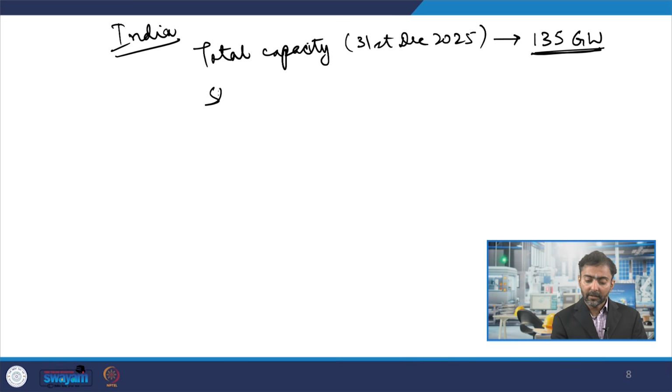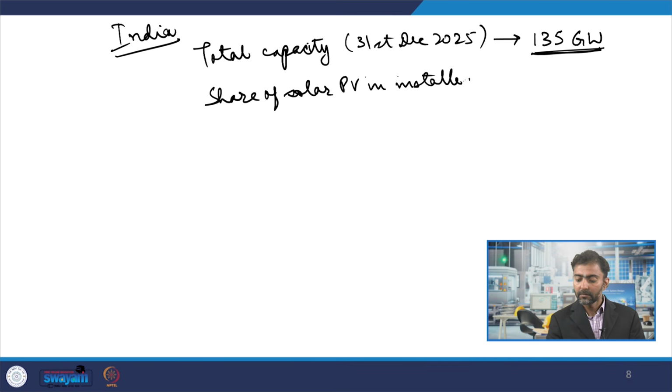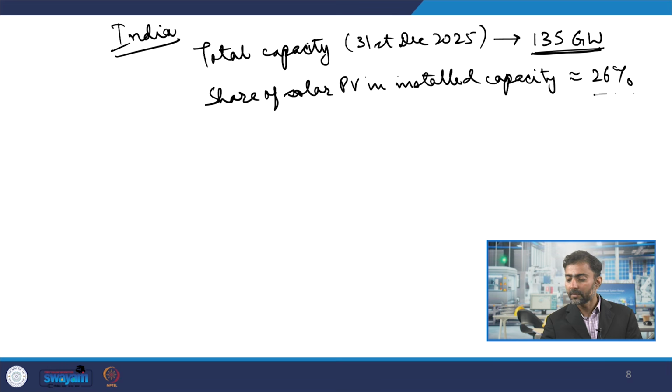If you look at the share of solar PV in installed capacity of India, this 135 gigawatt is very, very impressive, around 26% of the total installed capacity. The total installed capacity of power in India is roughly around 500 gigawatt, and out of that around 26% odd is the solar PV. So that is very impressive.